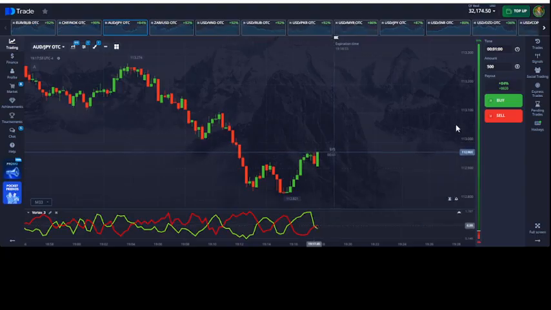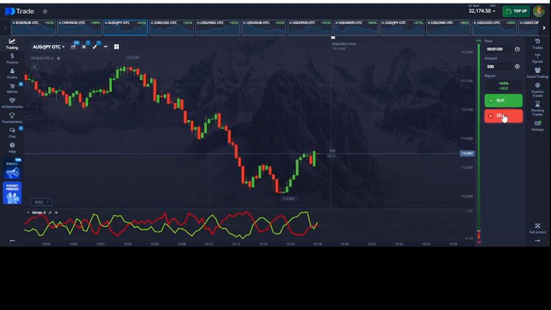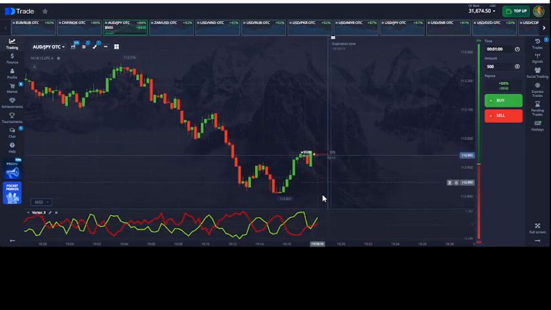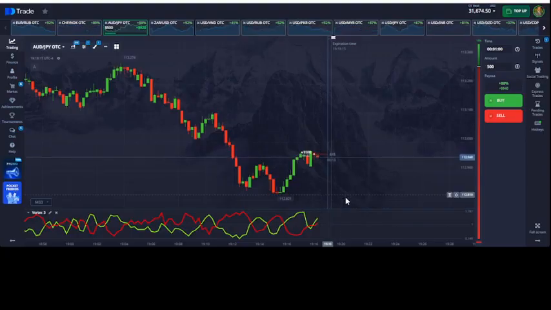So let me go ahead and take a sell trade here. The red VI line crossed the green VI line here. So this suggests a bearish momentum over the next 60 seconds. So let's monitor this trade and wait for the expiration.